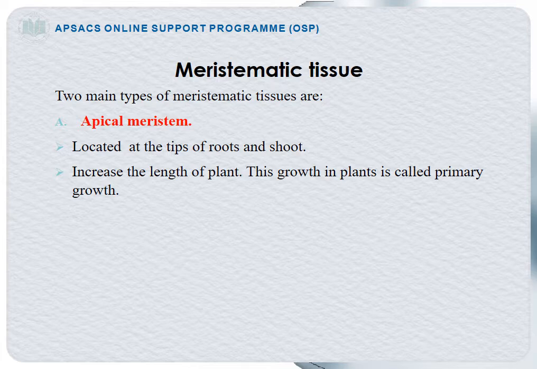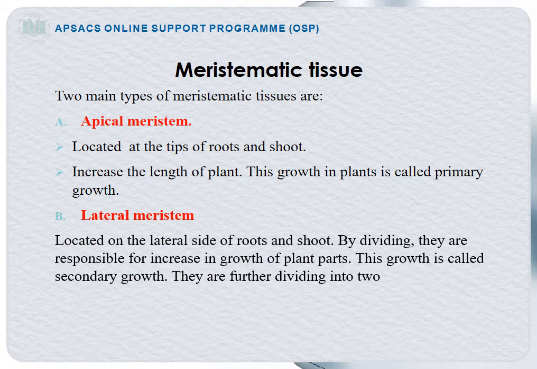They increase the length of the plant. This growth is called primary growth because it is for the extension of the root and shoot. And the second one is lateral meristem, located on the lateral side of the root and shoot. It is a type of meristem that occurs at the lateral areas of the plant. Thus, it is responsible for the secondary growth of the plant, that is the increase in thickness. This type of growth is secondary growth.